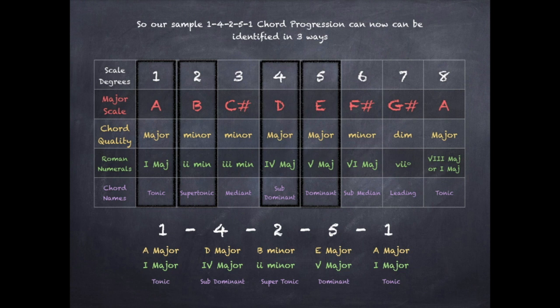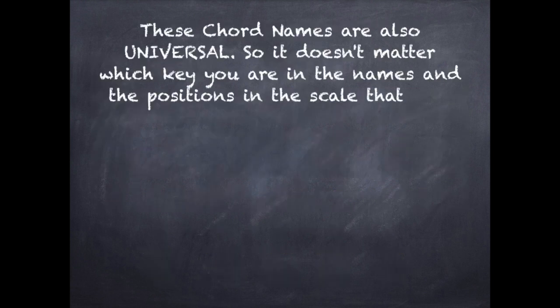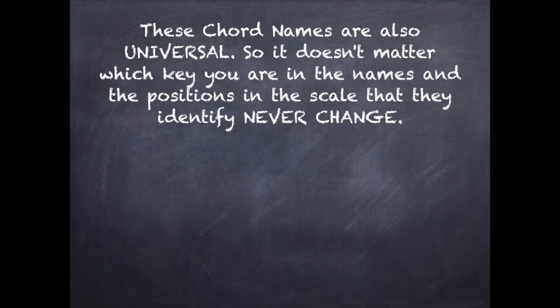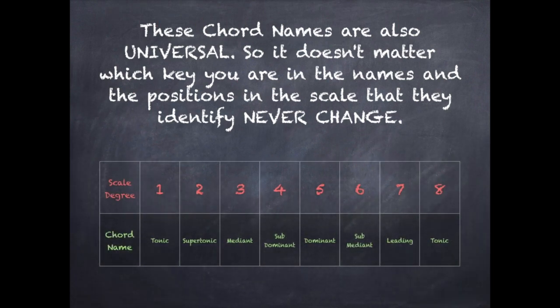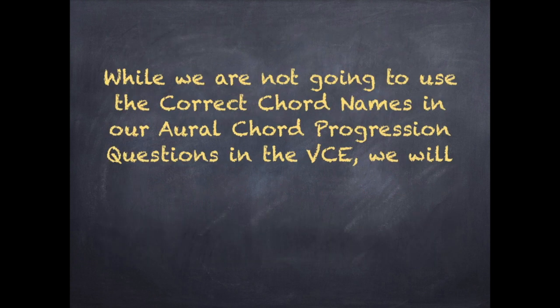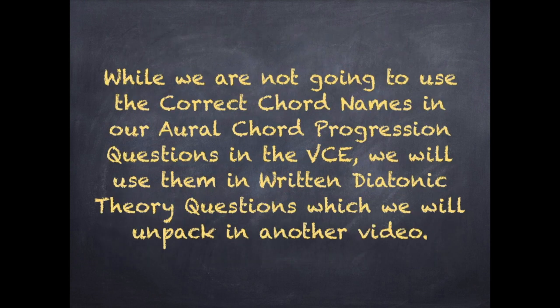These chord names are also universal. So it doesn't matter which key you're in, the names and the positions in the scale that they identify never change. And here is a grid that will give you the name of each chord in their position. While we are not going to use the correct chord names in our oral chord progression questions in the VCE, we will use them in written diatonic theory questions, which we will unpack in another video.